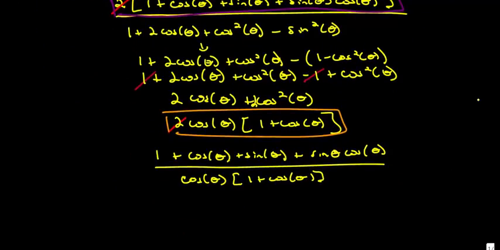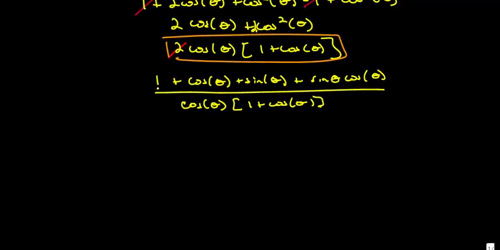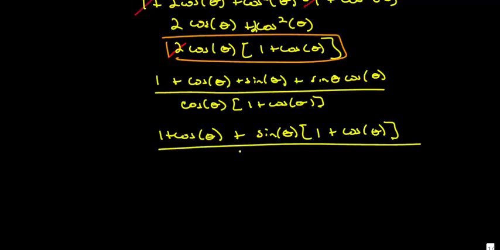Okay. So what can we do here? It's tempting. Oh, I got it. It's tempting to want to cancel this guy with this guy, but you can't because there's addition between. So I'm going to do this. 1 plus cosine. I'm going to factor out a sine here. Why did I do that? Because I noticed I would get a 1 plus cosine.